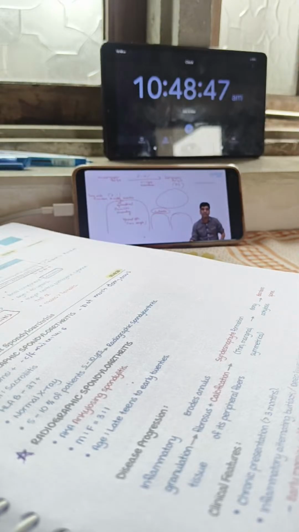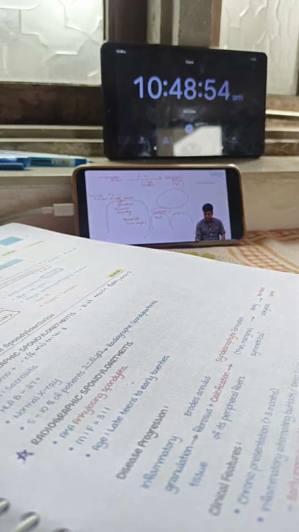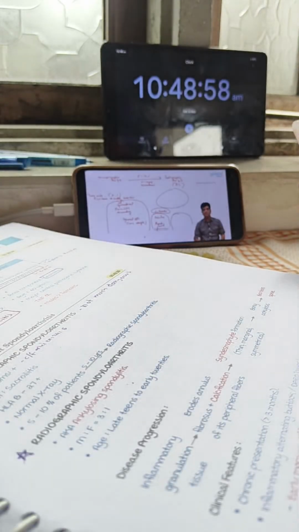Enthesis is the site where ligament, tendon, capsule, fascia, etc. attaches to the bone. So there is inflammation that is called enthesitis. Enthesitis, classically you look for heel pain, that is Achilles tendinitis and plantar fasciitis. So Achilles tendinitis and plantar fasciitis are the two classical sites.